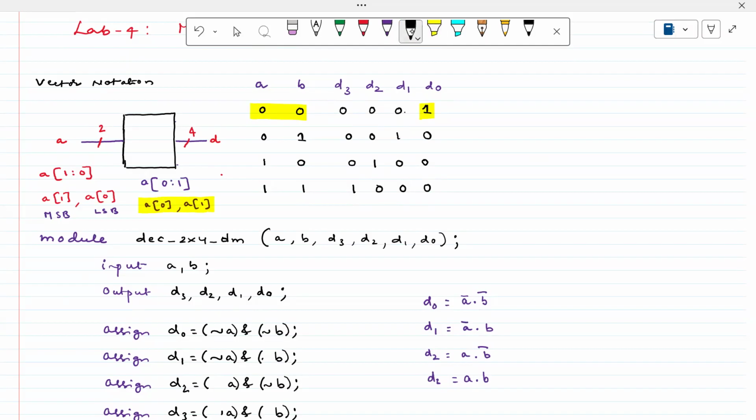Or otherwise, you can also write, for example, A of 3 down to 4. Here also we can write 2 lines only. The difference between 3 and 4 is only 1, but individually, 2 lines are there. Something like this: A of 3, A of 4. So this becomes the MSB and this becomes the LSB. For example, if I write A of 7, 5, how many lines are there here? 2 lines.